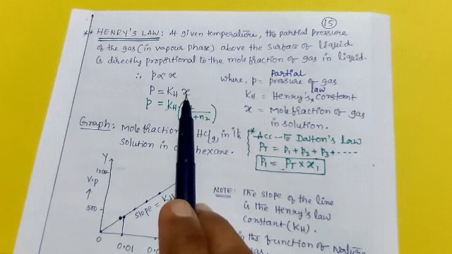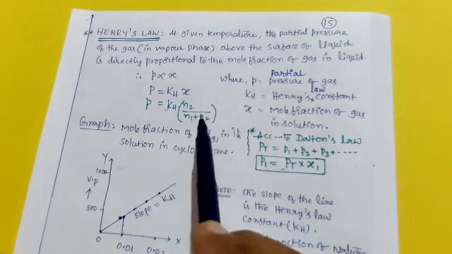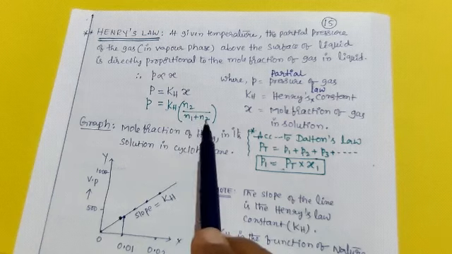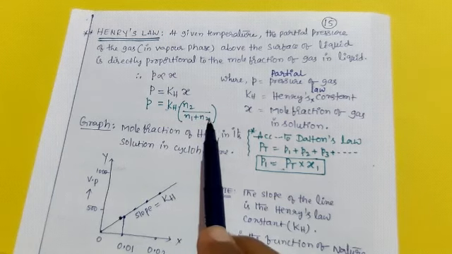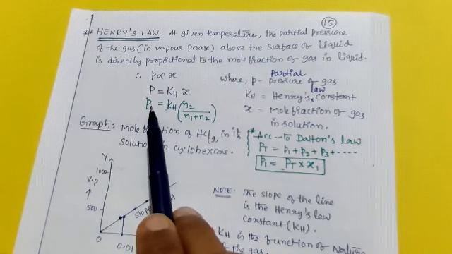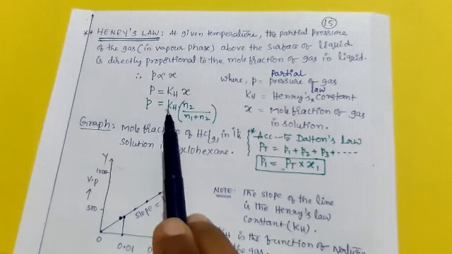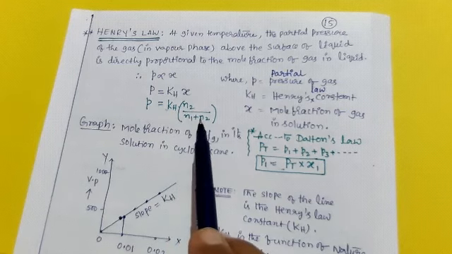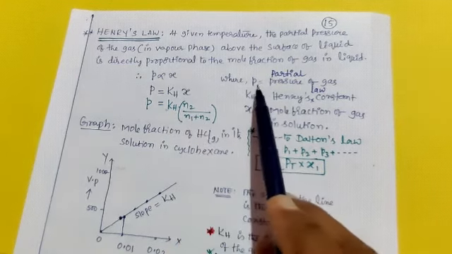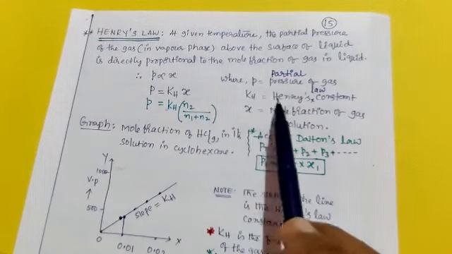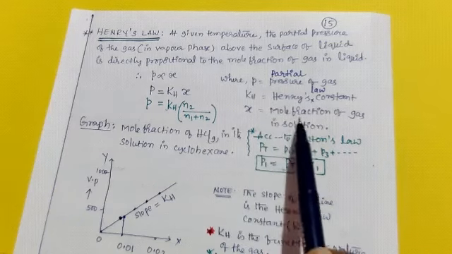Here X is the mole fraction of the gas. We know the definition of mole fraction: it is the ratio of the number of moles of any one component to the total number of moles of the solution. So the partial vapor pressure above the liquid surface is equal to KH times N2 by N1 plus N2. Now here P is the partial pressure of the gas, KH is Henry's law constant, and X is the mole fraction of the gas in solution.